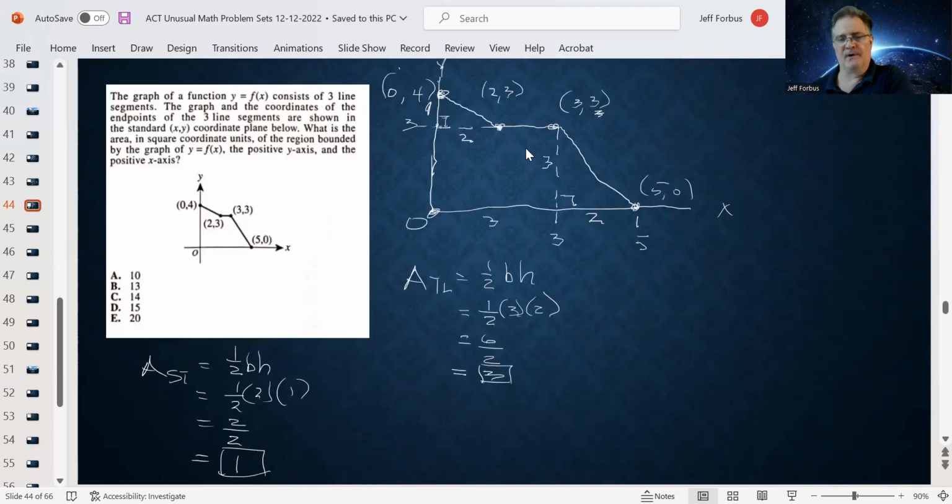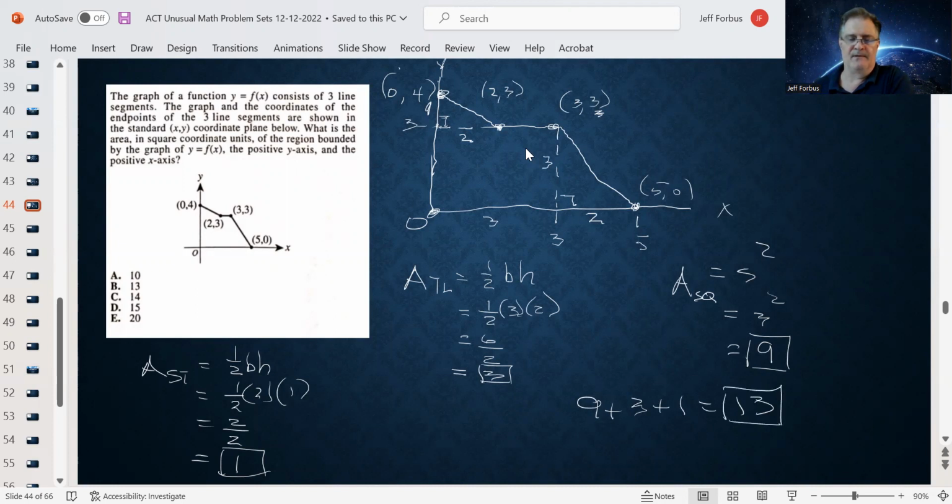Now we can do the square. Well, the area of a square, I'll put SQ, is equal to the side squared. Well, the side is just 3, so therefore it's 9. Now we know the area of each one of those. Let's add them all up. 9 plus 3 plus 1 is equal to 13. So the area beneath the curve is answer choice B, 13 units.